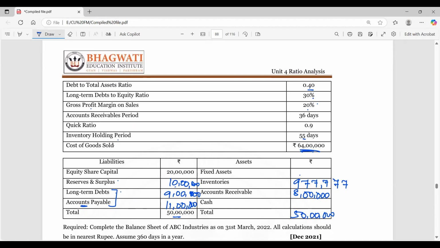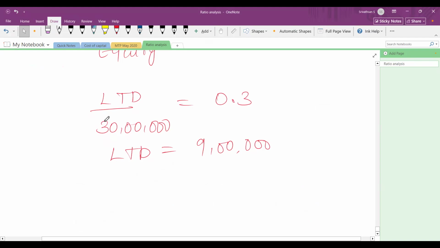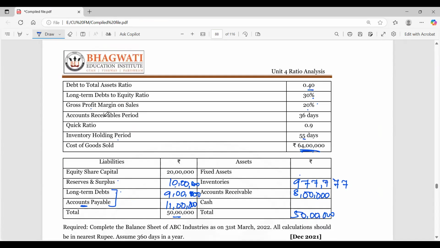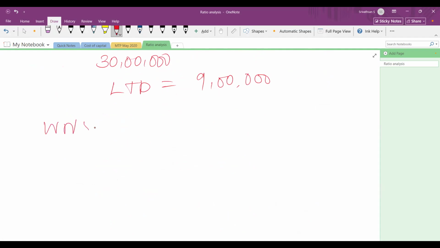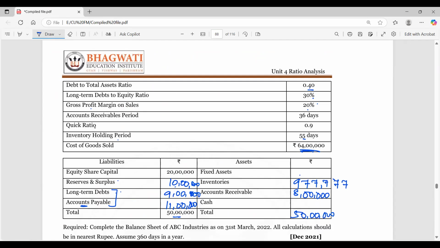How do we calculate fixed asset here? Quick ratio, how do we calculate cash? Okay, got it. So fixed asset will be the balancing figure here, correct. Nothing is given with reference to fixed asset. So quick ratio, how much? 0.9. So working note number 5, cash. So quick ratio is 0.9.